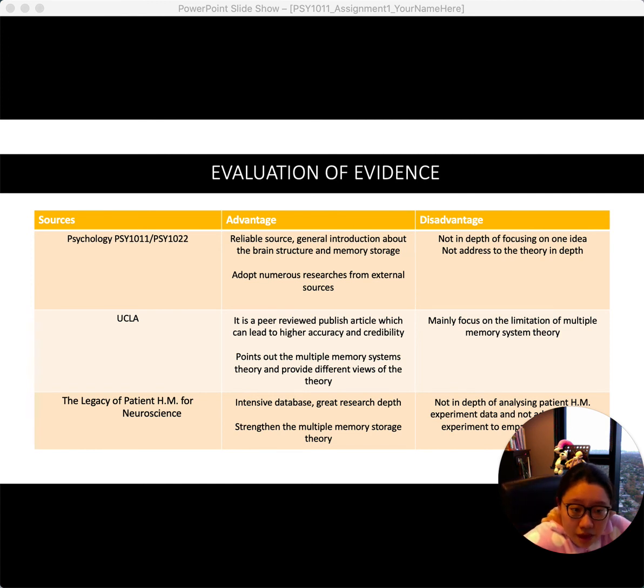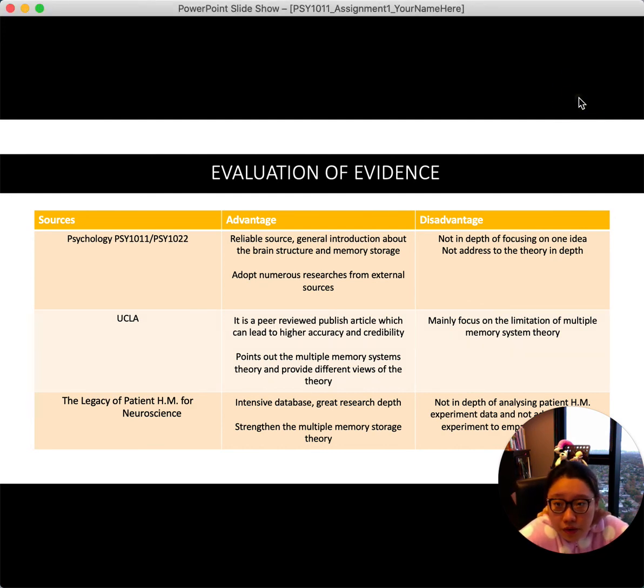The third source that I use is the Legends of Patient HM neuroscience journal article. It has an intensive database, good research depth, and it strengthens the multiple memory storage theory. However, it does not analyze the patient HM experiment data in depth and does not adopt other experiments to emphasize the idea.